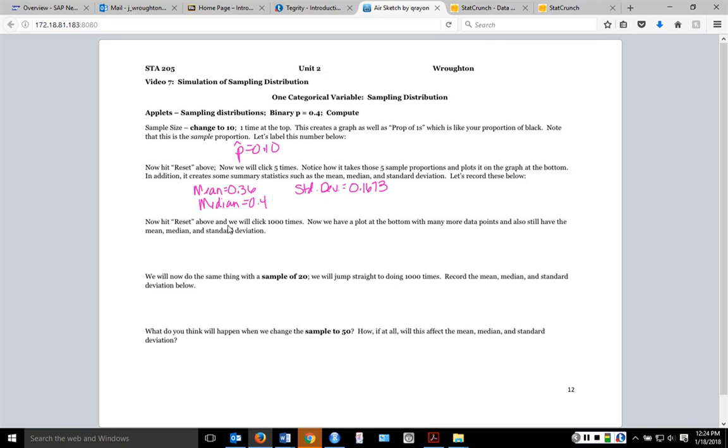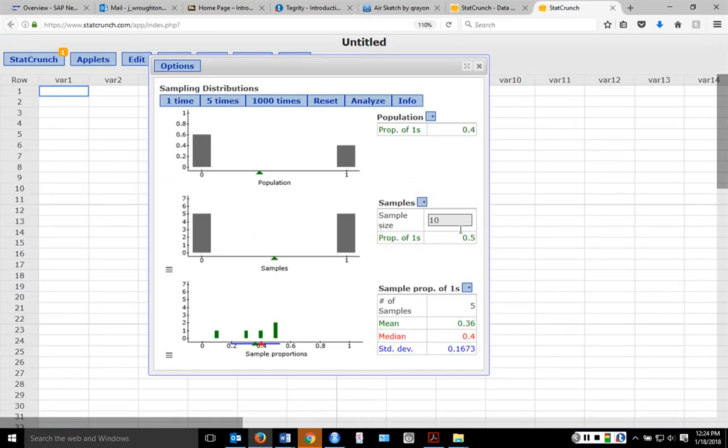Now as it says, I'm going to hit reset. I'm going to click 1,000 times. So what's going to happen is it's going to do the idea of what we just did with 5 samples, but it's going to do it 1,000 times. It's not going to actually show us each time what it's doing, but imagine that it's taking a sample of 10 beads, calculating the proportion of ones, putting that number down here. It's doing it 1,000 times. It's just doing it all very quickly.